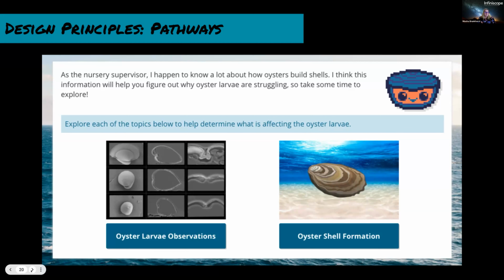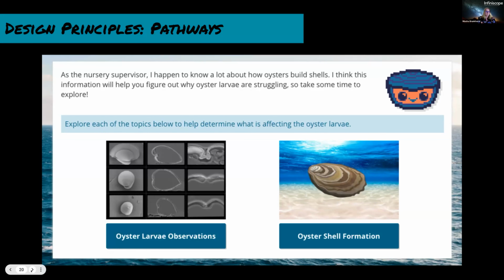They can begin by understanding the chemistry of oysters or observing oyster larvae. But either way, every student explores both topics. But by letting them choose the order, we give them a sense of agency and that feeling like they're driving their learning and they're being able to explore in the way that they want to.